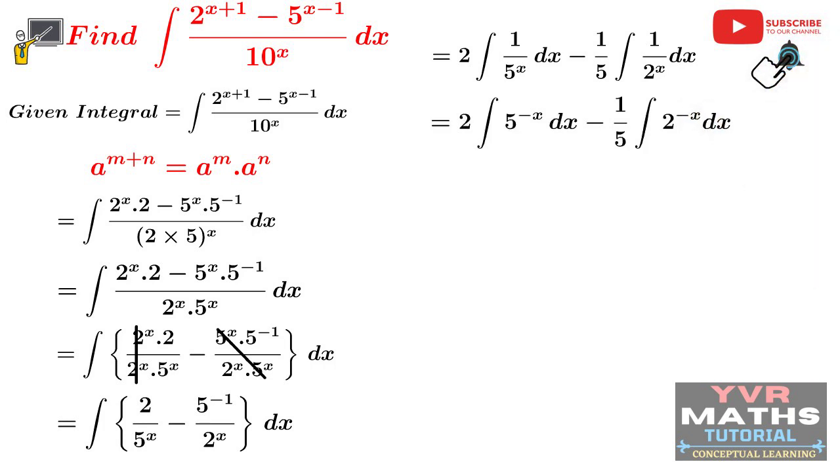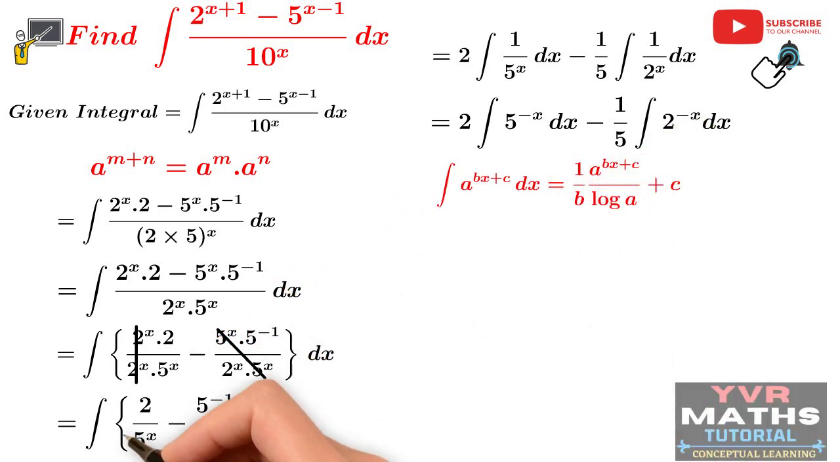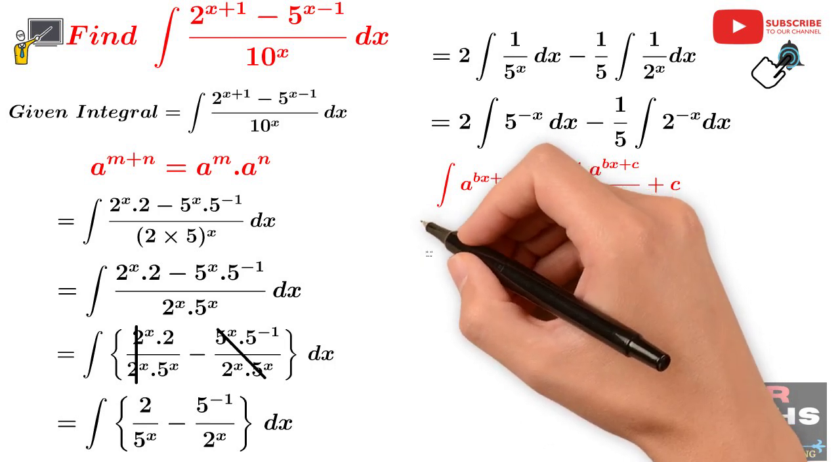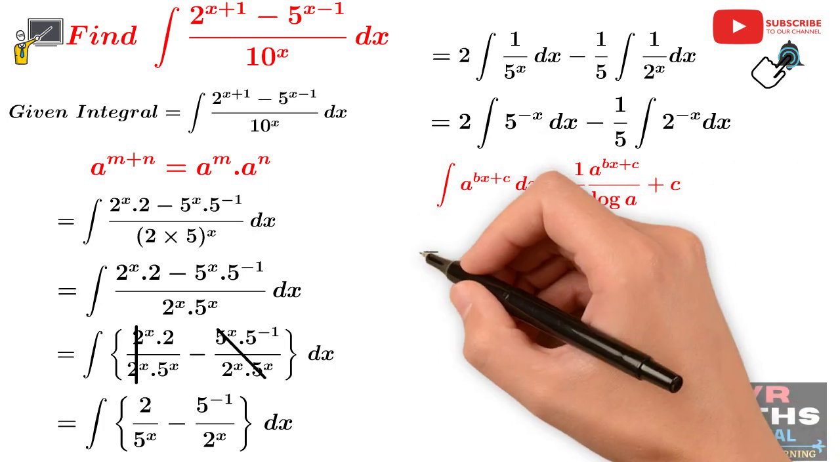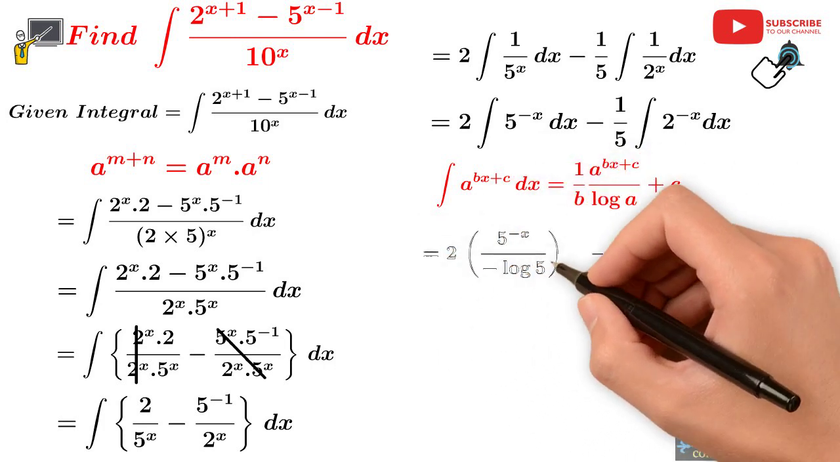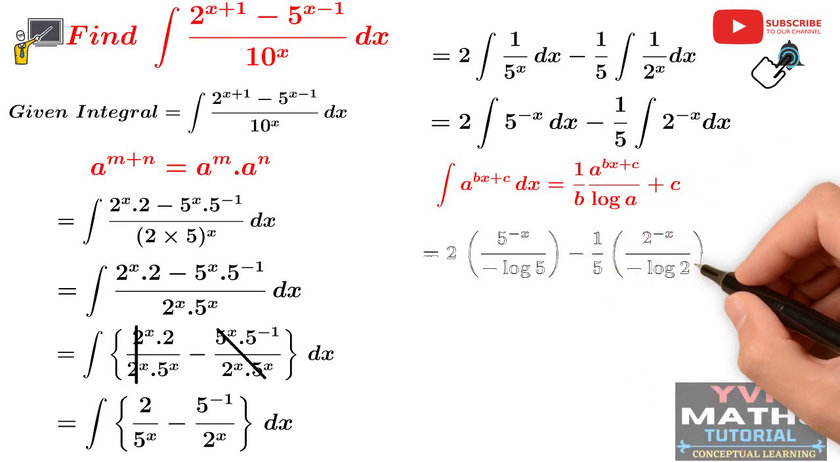So we know the standard integral formulas. If we observe in this step, in both the integrals, the given integrand is in the form of a^(bx+c) dx. So we know the standard formula for the integral of a^(bx+c) dx. So by using this standard integral formula, what we can write? See here in the next step. 2 into 5^(−x) by (−log 5) minus 1 by 5 into 2^(−x) by (−log 2) plus c.